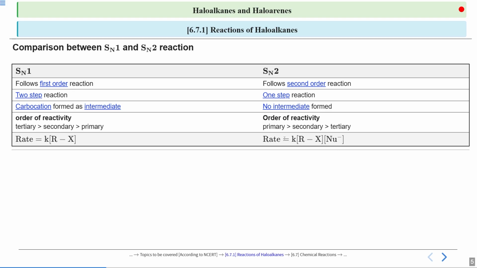So the rate equation can be written as rate is equal to k times [RX], that is the alkyl halide concentration, and the nucleophile concentration. Okay, so this is the difference and the comparison between the SN1 and SN2 reactions that we have understood using this table given.